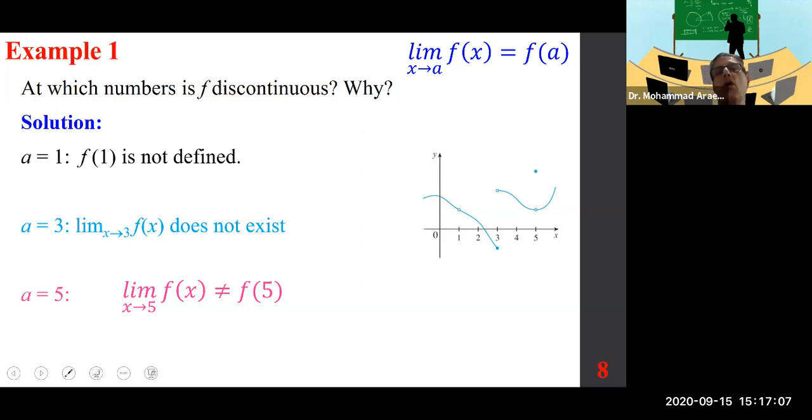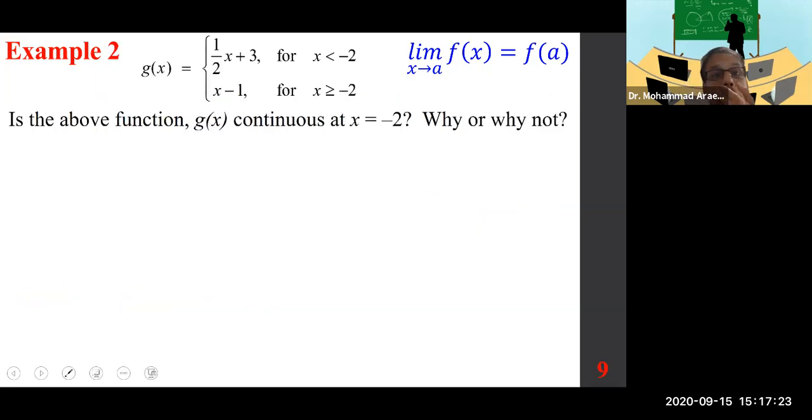So look at this top value class. By definition, the limit must be equal to the functional value. And if they are not the same, the function is not continuous. All right, very straightforward. Is the above function continuous at x equals -2? Why or why not? Okay.